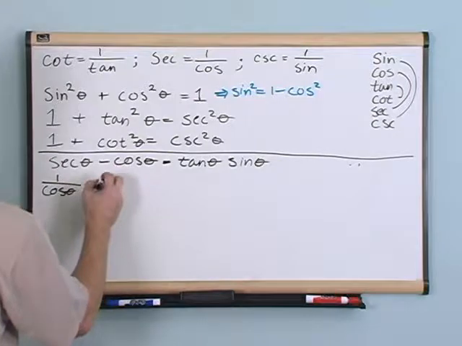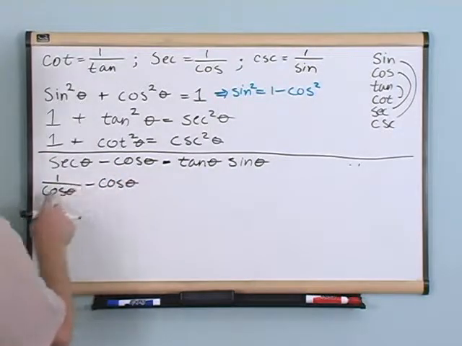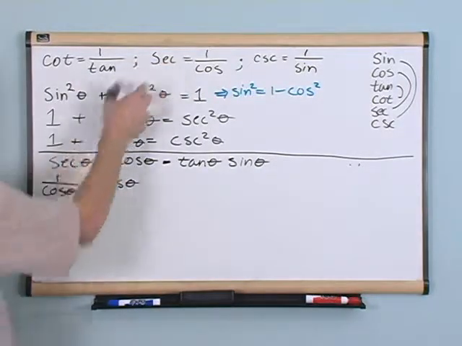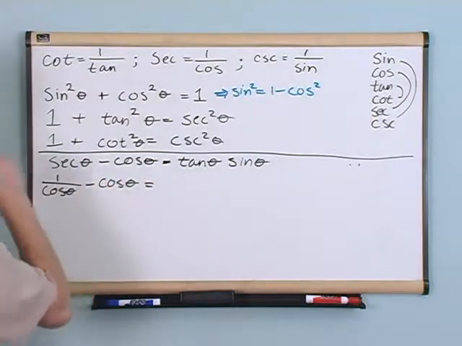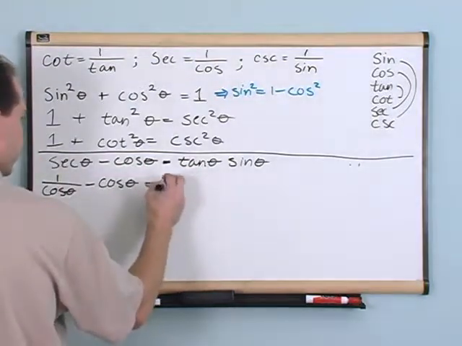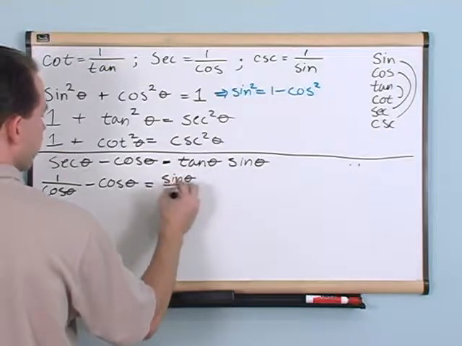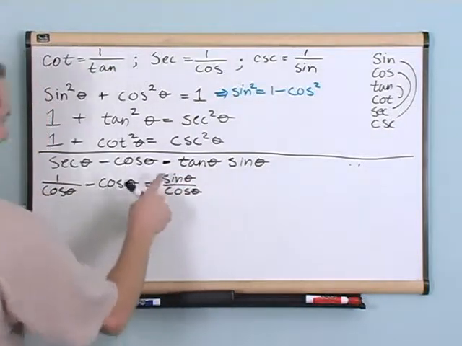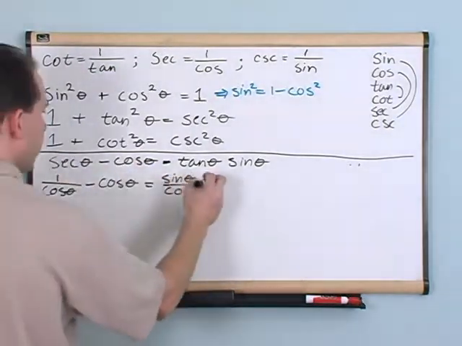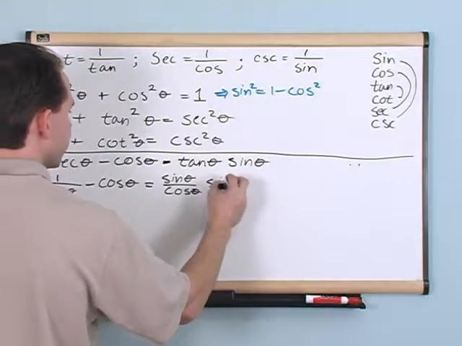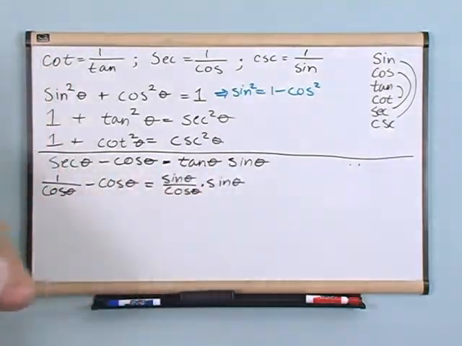And this is, of course, subtracting off the cosine of theta here. So on the left-hand side, all I did was substitute for secant. On the right-hand side, I know that tangent is equal to sine of theta over cosine of theta. I know that that's true, so I plug it in there. And I just multiply by the good old sine theta that's already left here on the right-hand side.